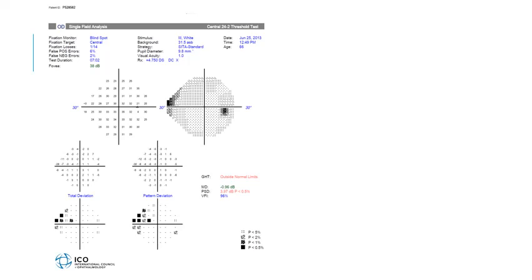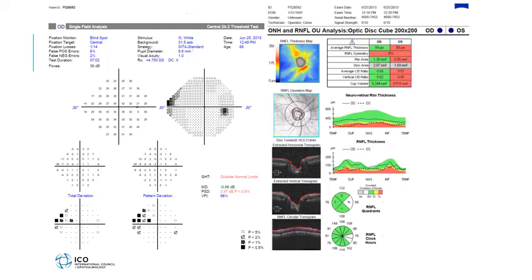However, the ONH and RNFL report of Cirrus HD-OCT shows normal RNFL thickness in the deviation and the sector and clock hour maps. So these are the maps which compare the RNFL thickness of the patient with an age-matched reference database. However, the RNFL thickness map shows the presence of the RNFL defect inferiorly.